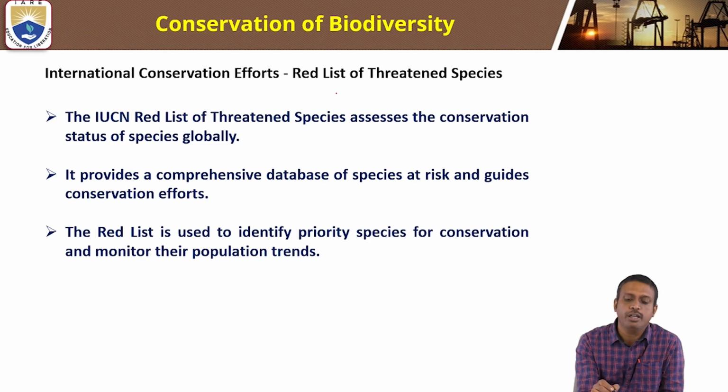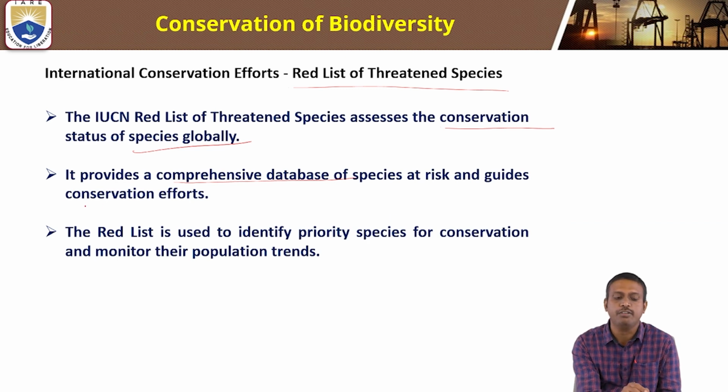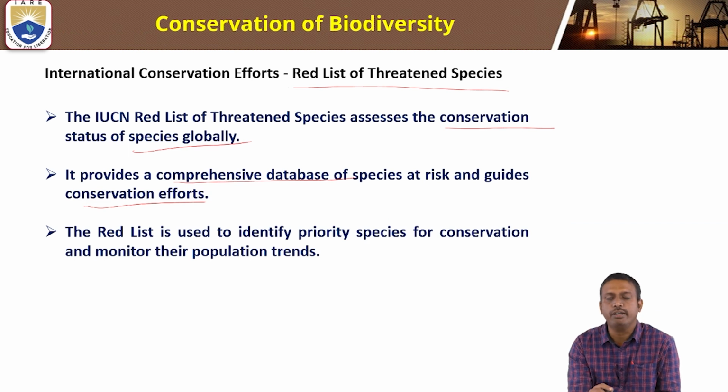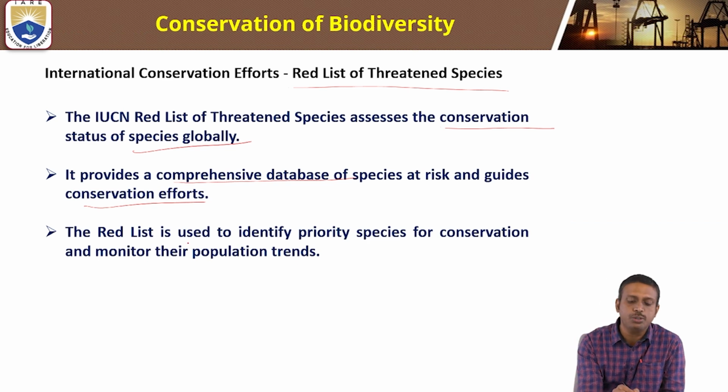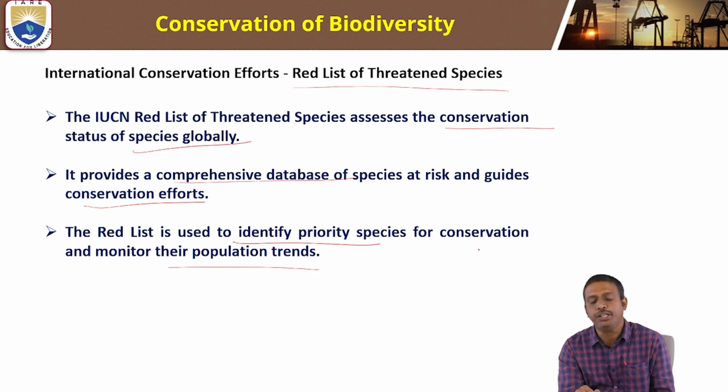International conservation efforts: the Red List of Threatened Species. The IUCN Red List assesses the conservation status of species globally. It provides a comprehensive database of species at risk and guides conservation efforts. Based on this data, we can protect the species which are at risk. The Red List is used to identify priority species for conservation and monitor their population trends.